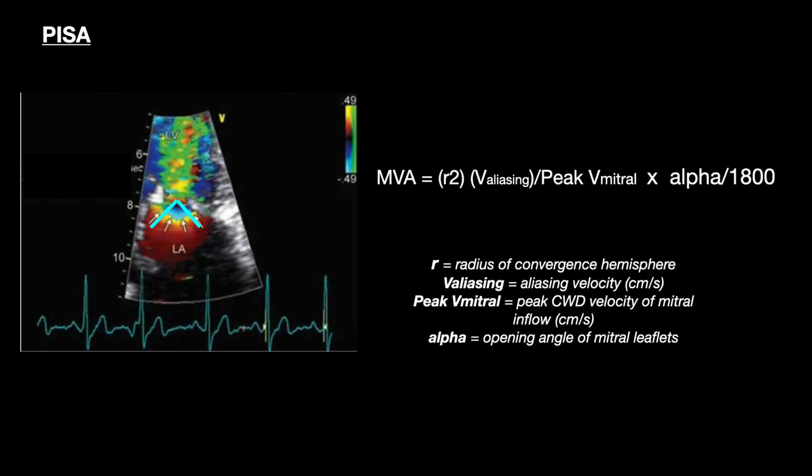Okay, PISA, which is actually a level 2 recommendation, but sometimes it may be necessary depending on what other conditions the patient has and where there's discrepancy between values.